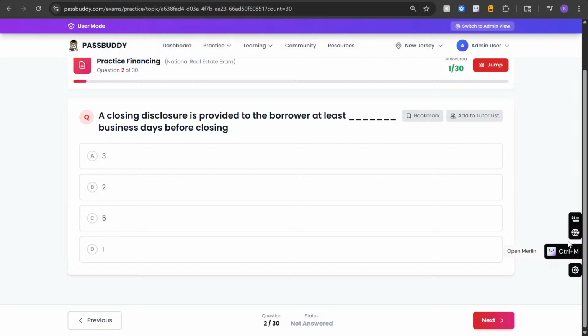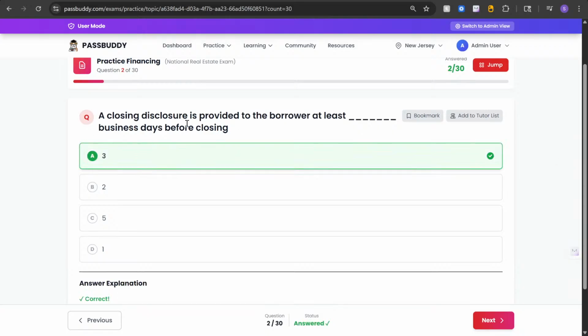So this is a TRID regulation, and whenever I talk about that, a TILA RESPA integrated disclosure regulation. Okay. What happens is this: one of the ways that I remember this is TRID is tri, like a triangle or a tricycle. So three. So this is a TRID regulation. It requires 3 business days to have that closing disclosure in hand.